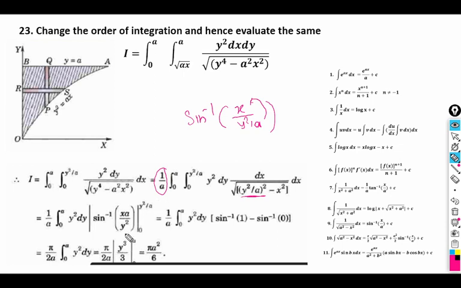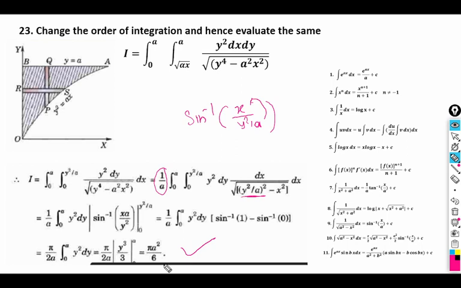And now we put the upper limit and lower limit. When you put the upper limit, you get sine inverse 1, and for the lower limit, sine inverse 0. Sine inverse 1 is pi by 2, while sine inverse 0 is 0, and simple integration gives you the answer pi a square by 6. Okay, pi a square by 6.